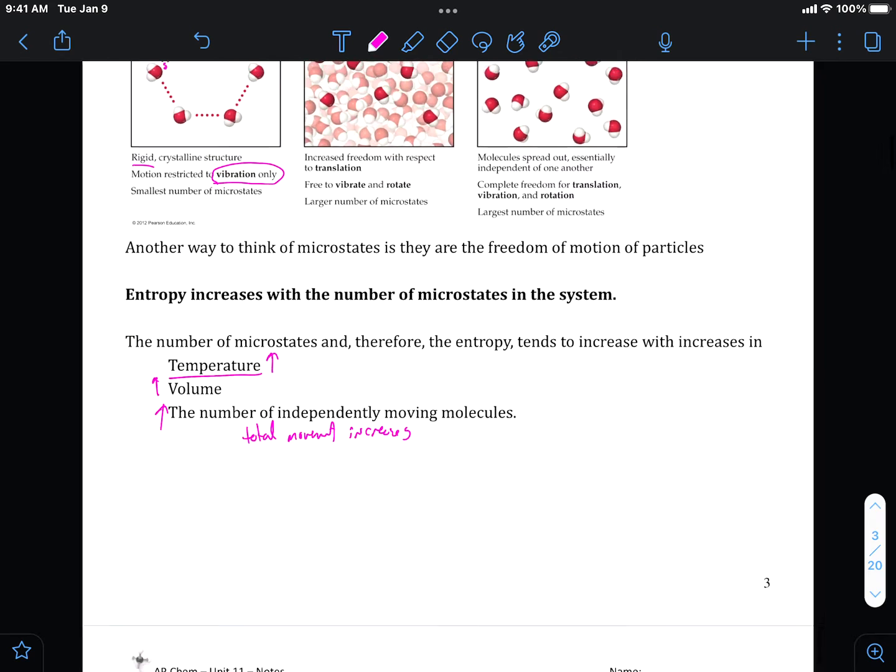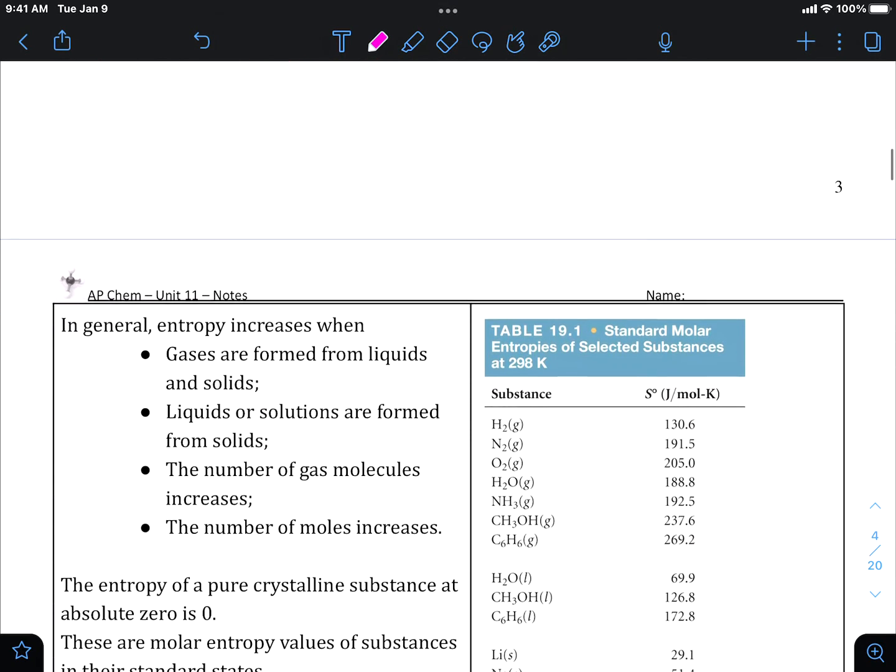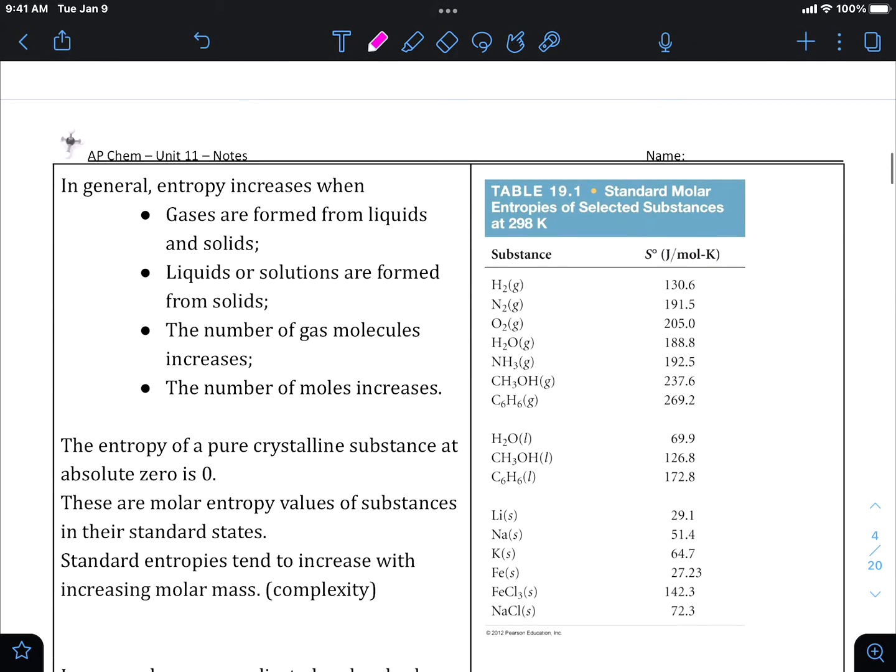All right. So, you got this weird concept of microstates, of molecules wiggling and moving. So, in general, if we could generalize, what would we say? Entropy increases when gases are formed from liquids and solids.